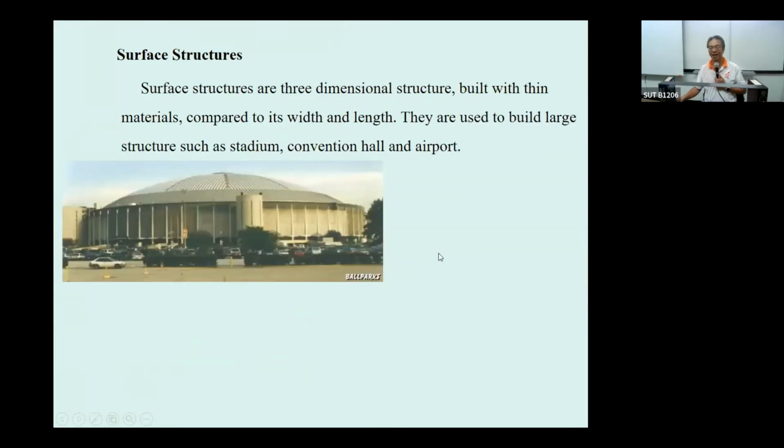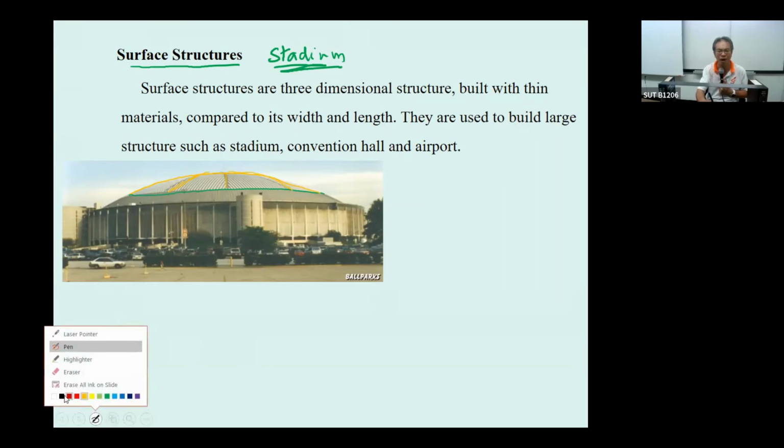Okay, and then the large stadium. Many people here like to watch football. They play in the large stadium. Most large stadiums may have a roof that's built by surface structure. This is a kind of structure that is in 3 dimensions. So when they work, they work together in the form of a 3-dimensional shell.